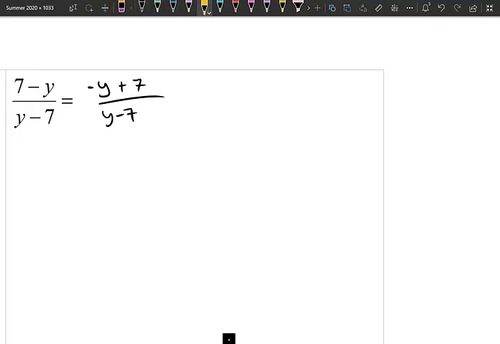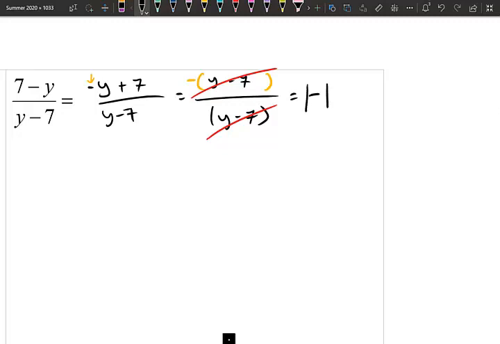We're not really big fans of having that negative, so I'm going to factor it out. I'm going to put it on the outside, meaning I switch the signs. So negative y becomes positive, positive 7 becomes negative 7, over y minus 7. So you see how now we have parentheses, so factors that are the same, we cancel them out, and we're just left with negative 1. If it looks like this, identical but just flipped on top or bottom, it's always negative 1.